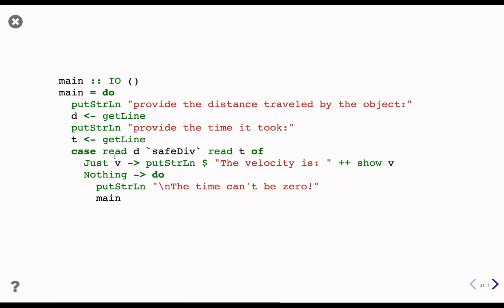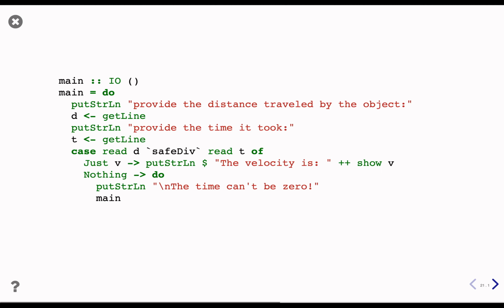And then we use the read function to parse the two strings into numbers and apply the saveDiv function to both of them. If the time is not 0, we calculate the value and return just the velocity, and we can print the velocity value to the console. But if the time is 0, we return nothing. And in this case, we can print, hey, the time cannot be 0 and recursively call main.